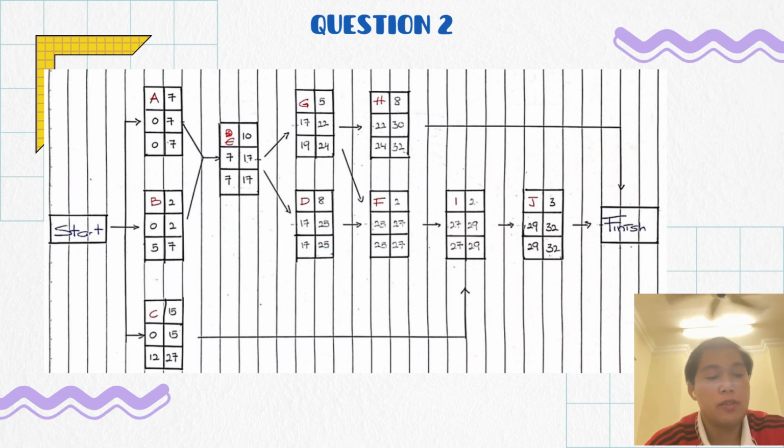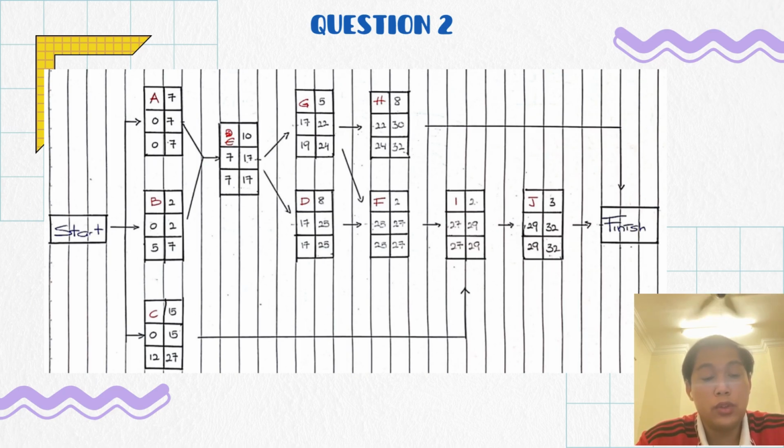Next we go to E. E comes from A and B. From A and B, the biggest EF is 7 and the lowest EF is 2. So for the ES of E we take the largest one, 7. The EF for E is 17, which is 10 plus 7.